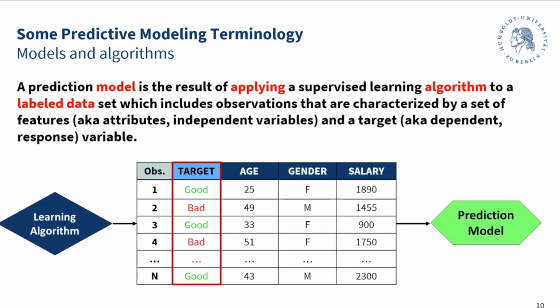And I also tried myself on coming up with a crisp definition. Model and algorithm, these terms are often used in a fuzzy way, not clearly delineated. So for my course, the predictive model or prediction model is, as I see it, the result from applying an algorithm to labeled data. That's basically the connection. You see that here.